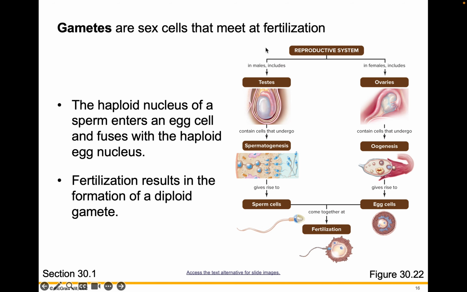Gametes are sex cells that meet at fertilization. The haploid nucleus of a sperm enters an egg cell and fuses with the haploid egg nucleus. Fertilization results in the formation of a diploid zygote.